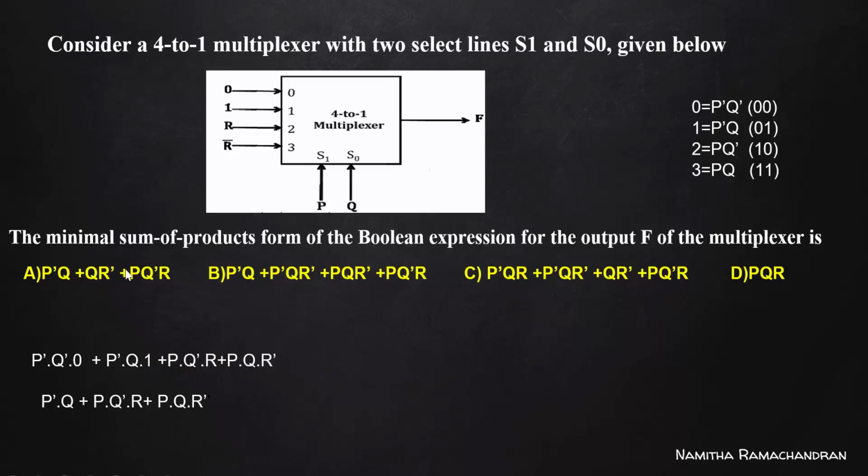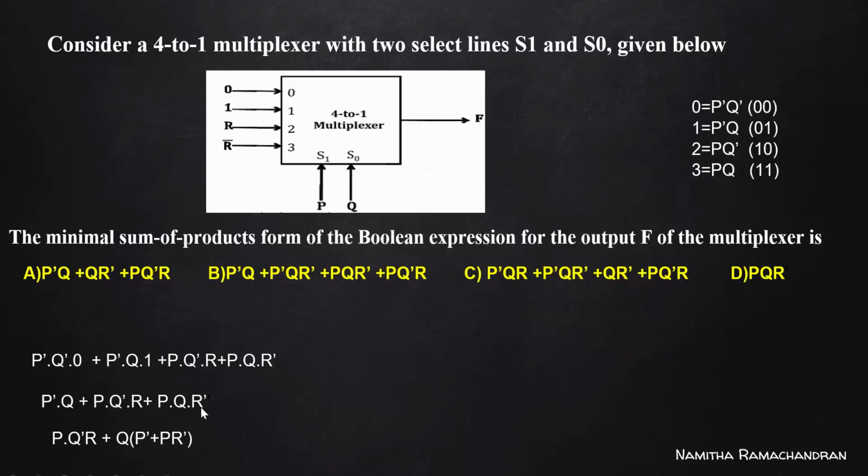This term is not directly present in the given options, right? So next, we need to simplify this in order to match one of these 4 options. For that we can consider it like this. Keep this term as it is, P and Q dash and R. And from these two terms, take Q outside. And this becomes P complement plus P and R dash.